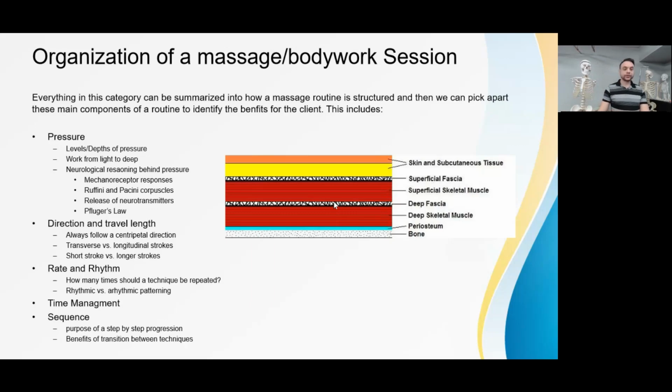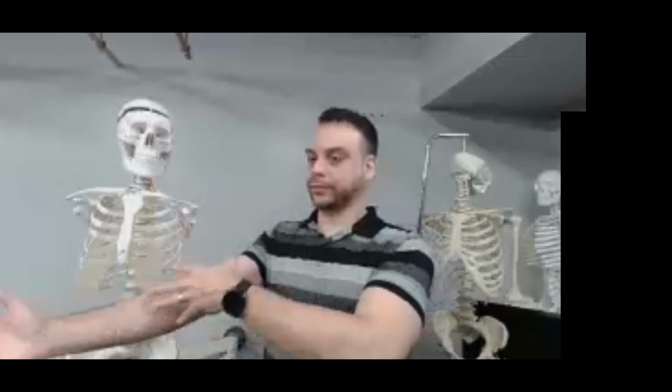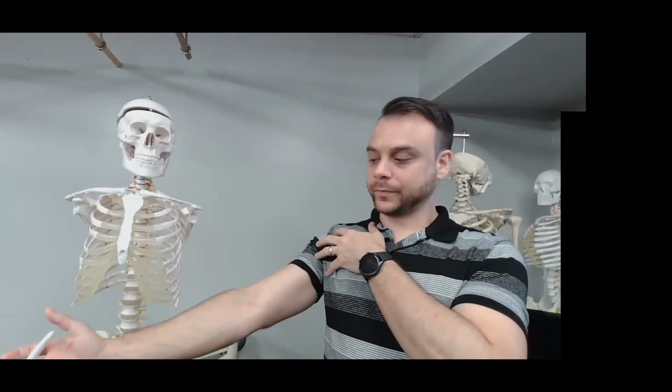Now let's take a look at the direction and the travel length. Sometimes we call this direction or an excursion. So one, in regards to direction, we always want to follow the centripetal flow, which centripetal means towards the center. And this typically and generally applies to the extremities in most cases. But I can also say that we always want to follow the flow of blood, or more importantly also lymph. So for that reason, when we're working on the arms or the legs, we want to flow towards the trunk of the body.